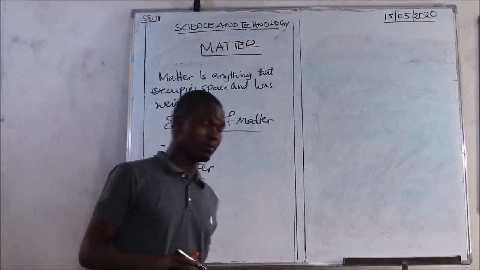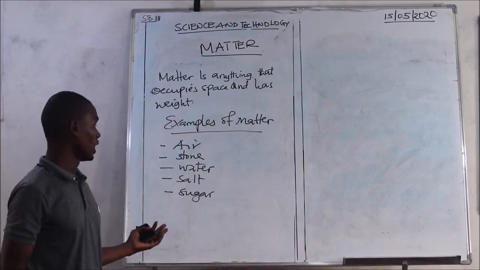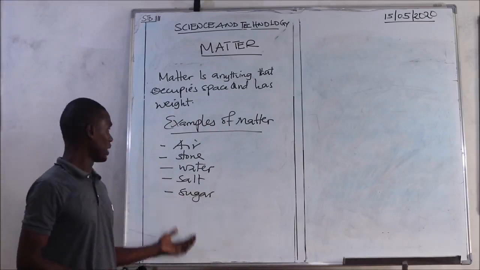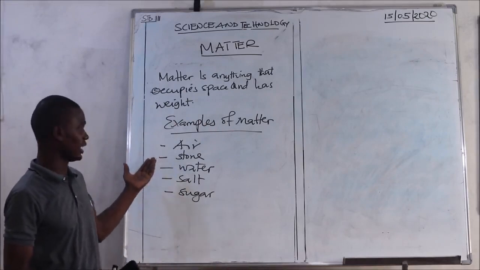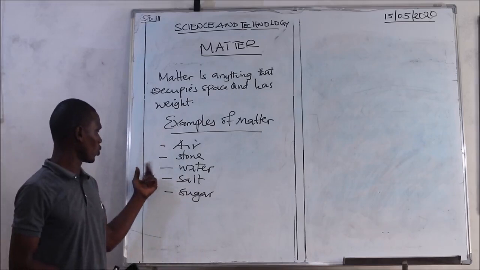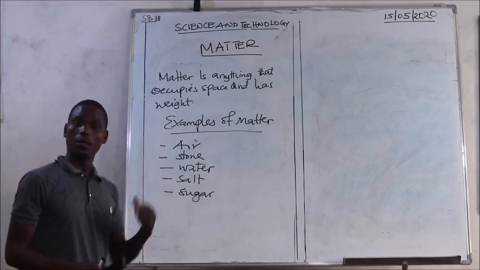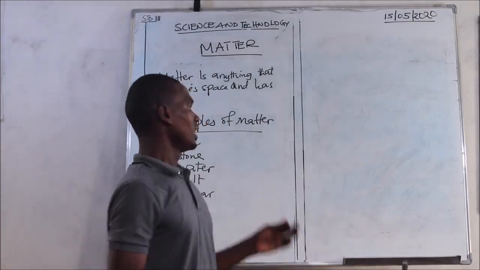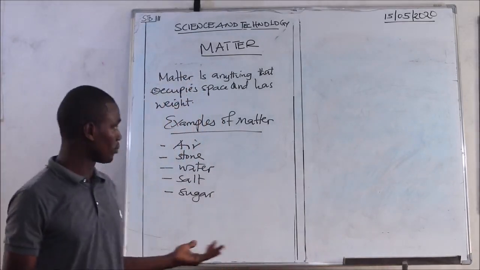Those are just but few examples concerning matter. We have just listed here: air, stone, water, salt, sugar, milk, petrol, and whatsoever. Those are examples of matter.